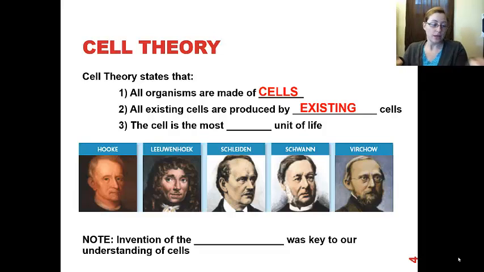So in other words, presto changeo, it's not like cells just spontaneously show up out of the universe. They are coming from other cells, and you probably already learned about cell division, mitosis, and meiosis, that would be how we get them from other cells, for example. And the cell is the most basic unit of life. So here we have these 5 gentlemen. They all contributed some piece to this cell theory. And it's really important to note that our understanding of cells really coincided with the invention of the tool to see those cells, and that would be the microscope.